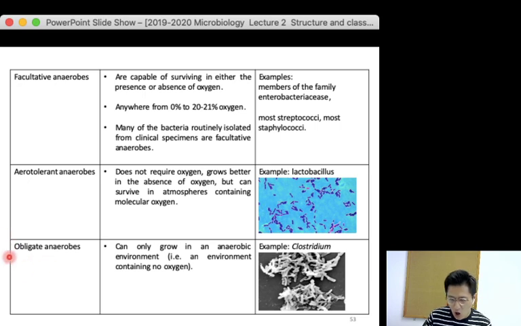And the final one is the obligate anaerobe. Obligate anaerobes only live in the absence of oxygen. They live without any oxygen. If you give them oxygen, they die. So they are an extreme group of bacteria. They are not happy with oxygen. If I give them oxygen, they die. So these are the examples.